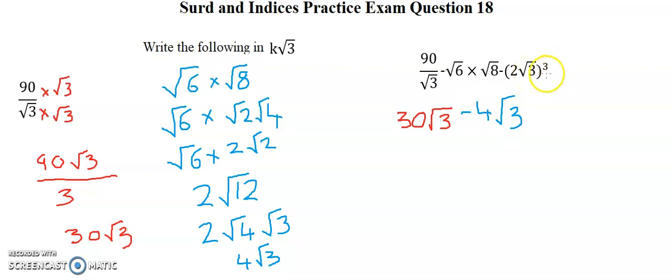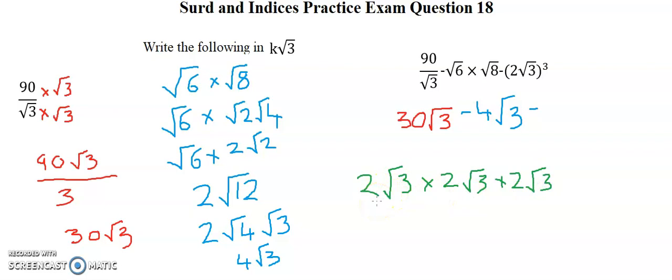And then I look at this next part. Now, it's saying I'm taking away again, but it's 2 square root 3. I'll do this in green. So that's saying 2 square root 3 times 2 square root 3 times 2 square root 3. Let's look at my wholes. 2 times 2 times 2 is 8. Then I've got square root 3 times square root 3, and that is just 3. The square roots cancelled out. And then I've got times square root 3.